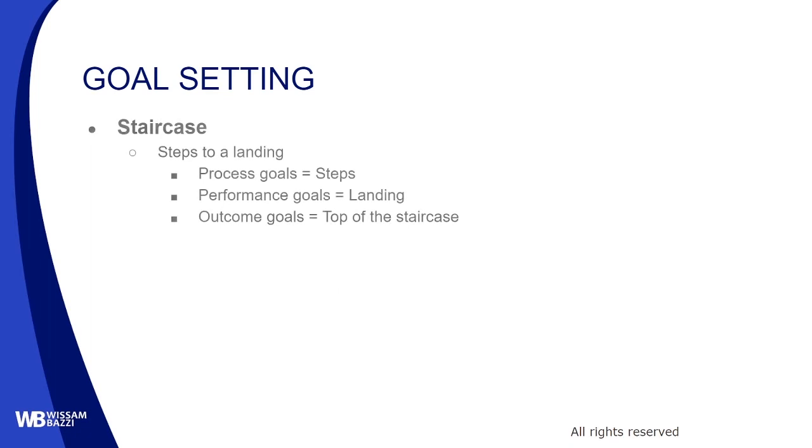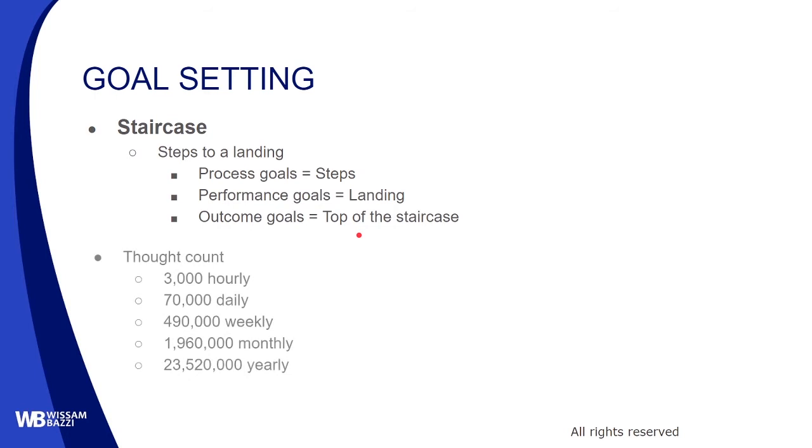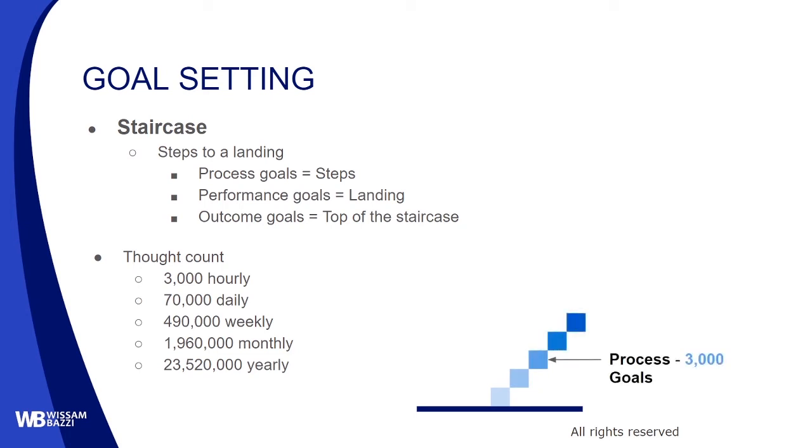Okay, here we go. So we're going to use a staircase analogy. Process goals are the steps, performance goals are the landing, and outcome goals are the top of the staircase. So here's the key that we went through before, and I'm going to show you how these correlate now in terms of process, performance, and outcome goals. So as you climb the steps, this is your process in terms of moving step by step, minute by minute, hour by hour. These are your process goals. That's the process in terms of studying.